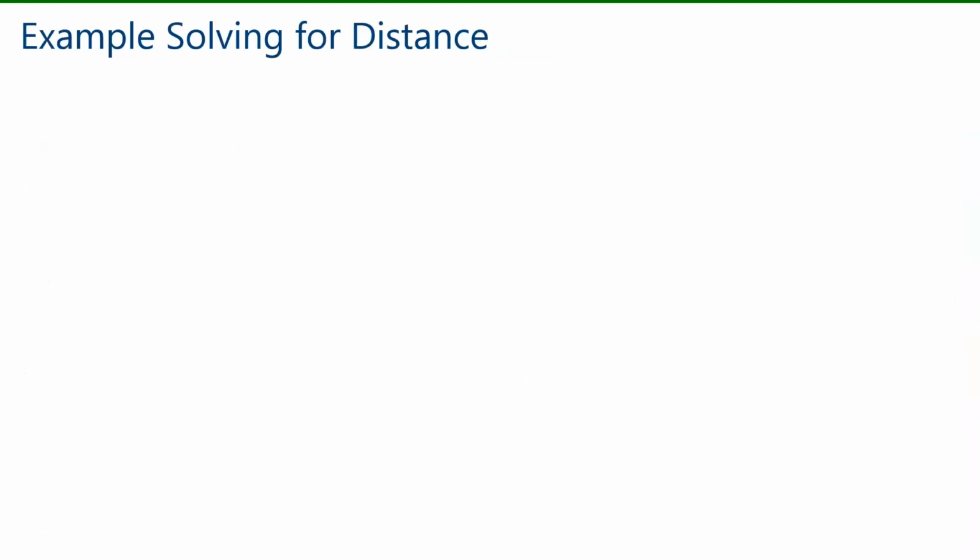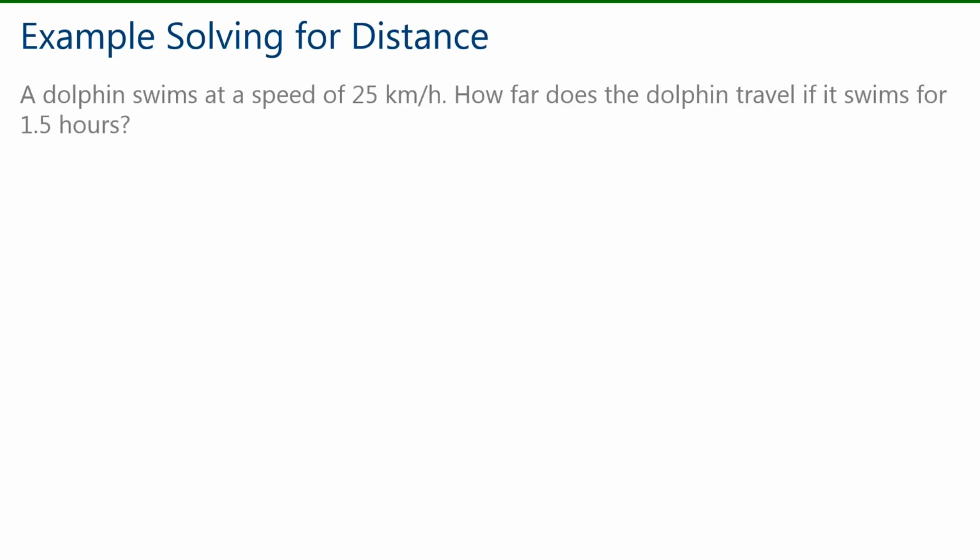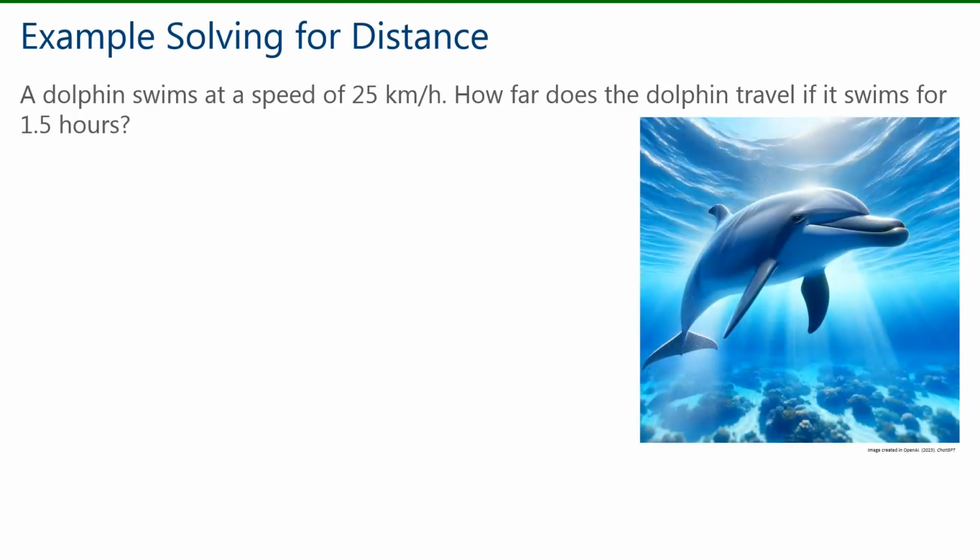Let's look at some examples solving for distance. A dolphin swims at a speed of 25 kilometers per hour. How far does the dolphin travel if it swims for 1.5 hours? First, let's figure out the information we're given in our problem. In this problem, we're given that the average speed is 25 kilometers per hour and the time is 1.5 hours. We're asked to find the distance.